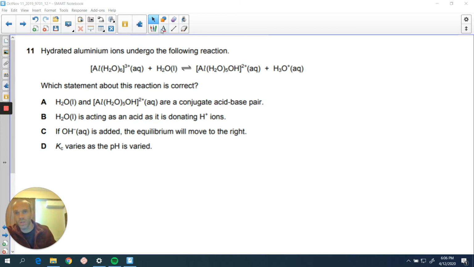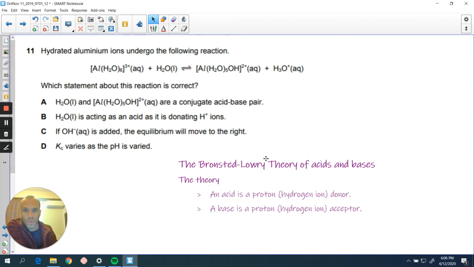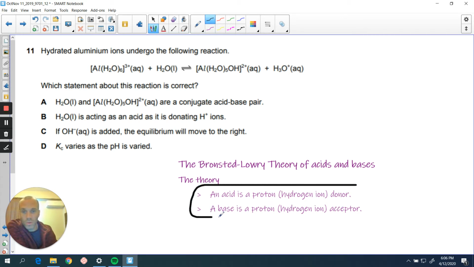So let's look at this equation. Let's find out what the conjugate acid-base pairs are. Okay, now first let's remind ourselves of what a Bronsted-Lowry acid is. That's really important that we know this definition. Right, so I've just typed in a definition here. So an acid is a proton donor, and a base is a proton acceptor. This is the definition that we will use that works for our course, okay?